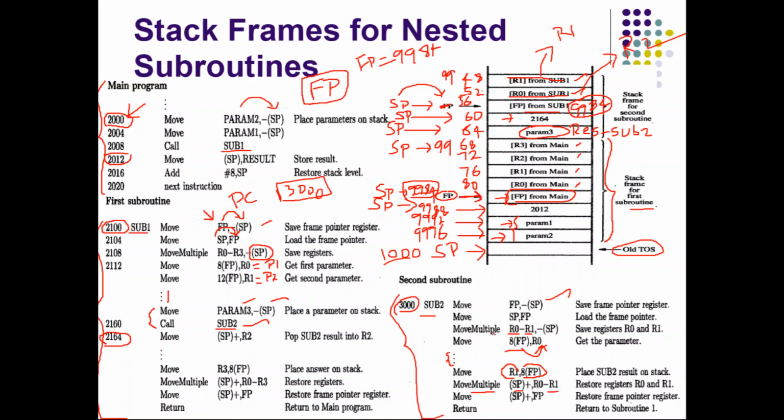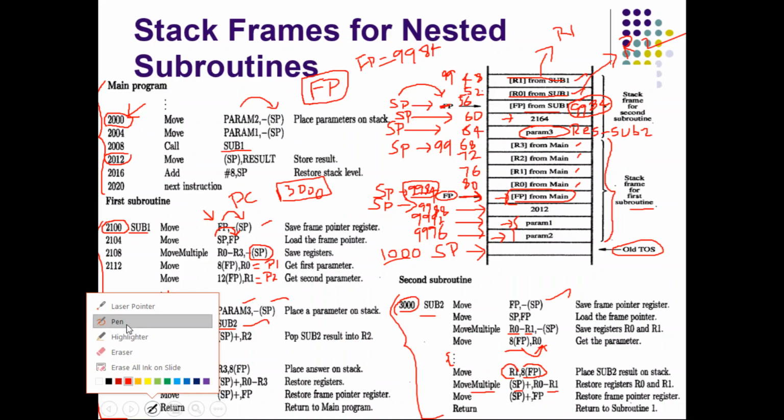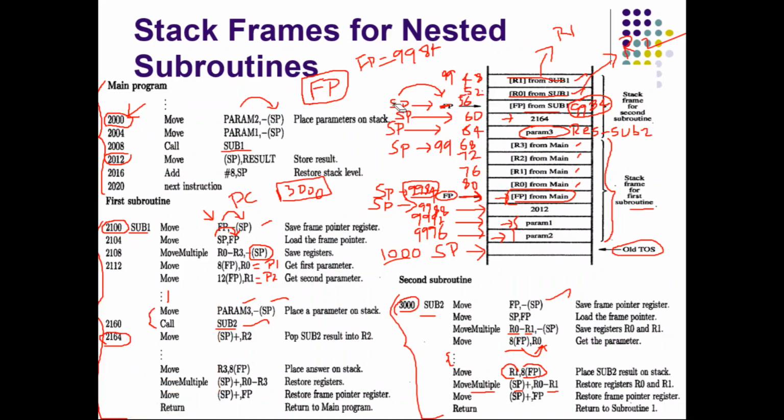Are you getting it? And SP is also incremented. SP is no more pointing to here. Now SP is pointing to this location, 9960. Then return. Return means once again pop the stack.